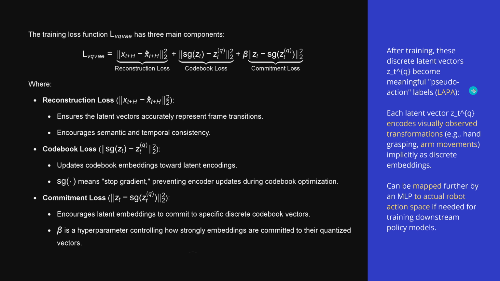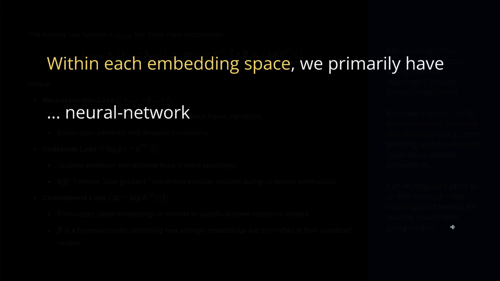So LAPA is now rather interesting. We have our latent vector that encodes a visually observed transformation. Let's say we see in a movie an arm movement or hand grasping, implicit now as discrete embeddings in a vector space. And this can be mapped further by some simple MLP to an actual robot action space if needed for training the downstream policy models for the robotic system.